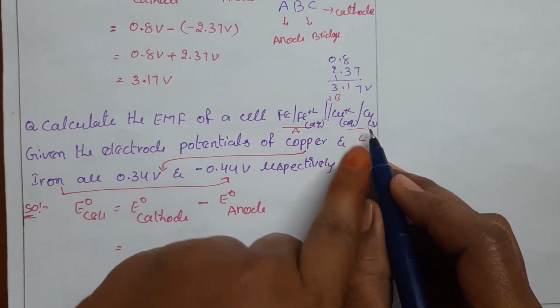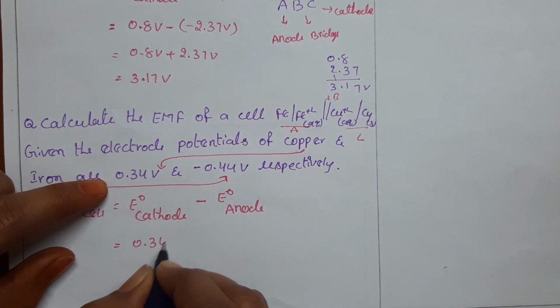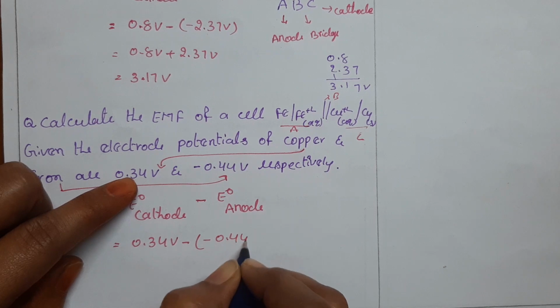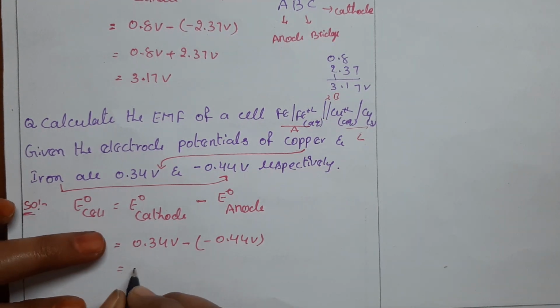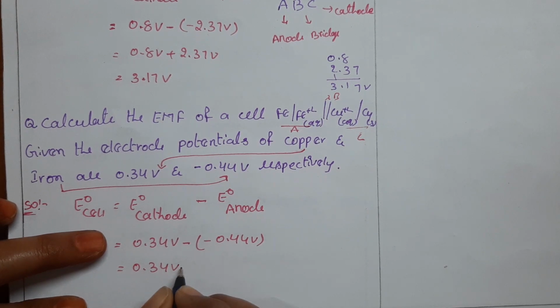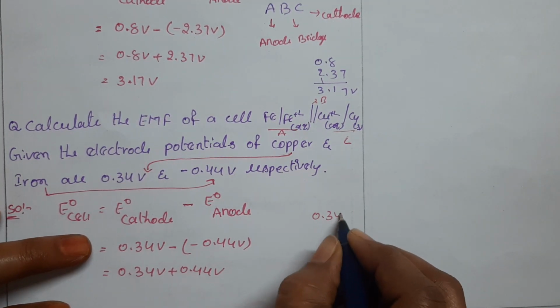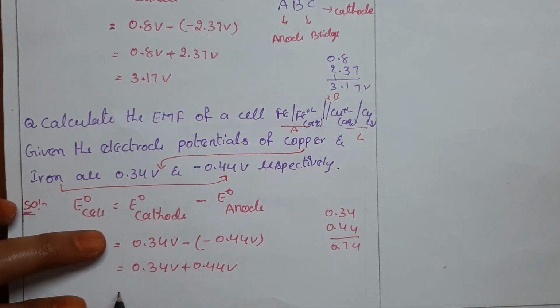Now identify E cathode. What is the cathode? Copper. What is the copper value? 0.34 volts, minus the anode value, minus 0.44 volts, because the iron value is minus 0.44. It is nothing but 0.34 volts plus 0.44 volts. So 0.34 and 0.44 is 0.78 volts.